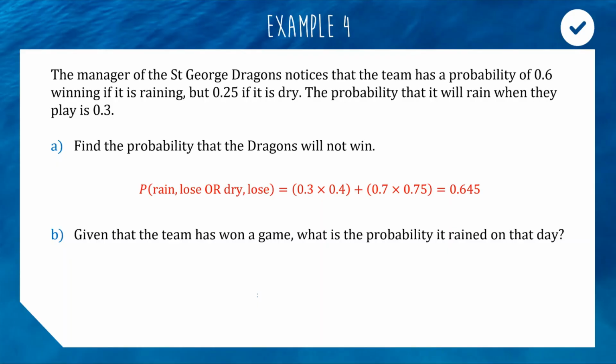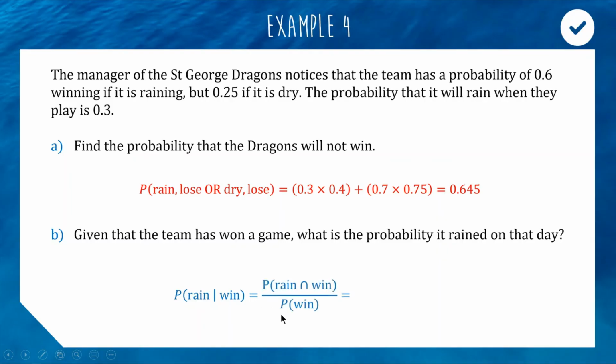Okay, now for part B. Given that the team has won a game, what is the probability that it rained on that day? So if they won, working backwards, what's the chance that it was raining? We have a condition here, which means we need to use our conditional probability formula for the 10th time today. So we are finding the probability that it's raining, given that the team has won.